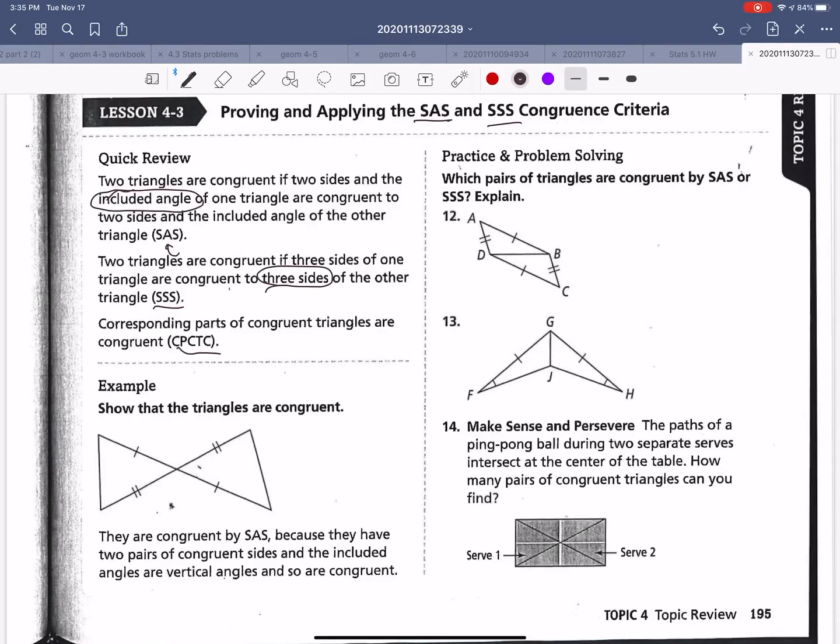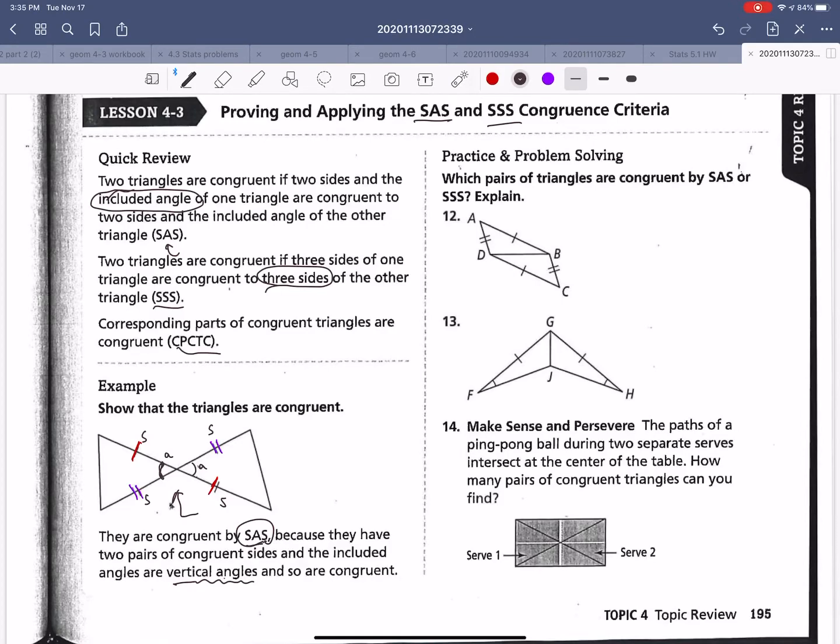So looking at the example, we have a side and a side. A second side matches a second side. And don't forget these vertical angles. So vertical angles means this evidence spells side, angle, side. So this is congruent because of side, angle, side.